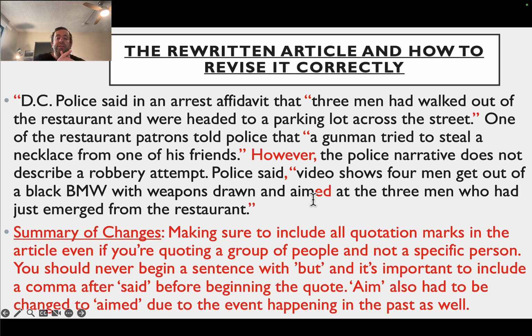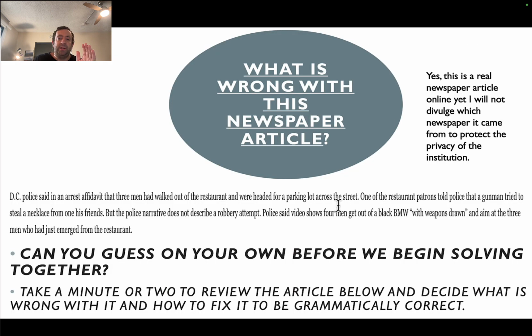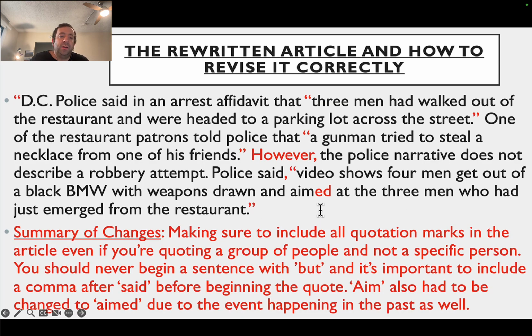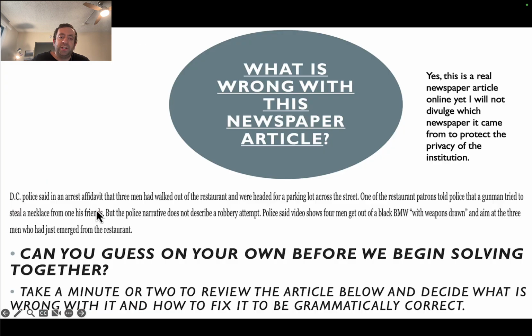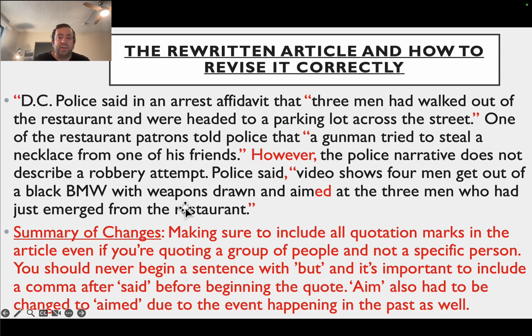the three men. So aimed, we had aim here, but it's aimed, all right, because we're talking about they aimed, they did the action, and then the police are reporting on it. So aimed at the three men who had just emerged, because we have emerged here, and it's got to agree with aimed. So aimed is past tense, a-i-m-e-d, and emerged, which is written correctly, but we have "ed" to make it correct. And drawn is kind of a past participle of to draw.